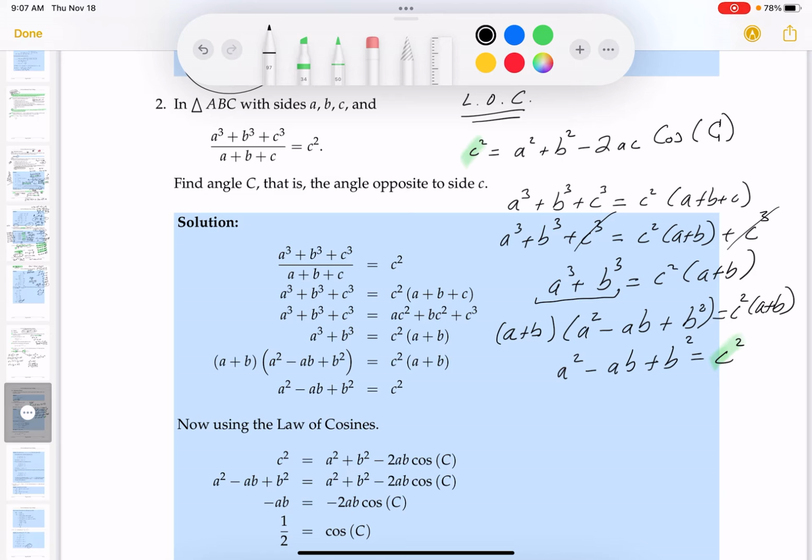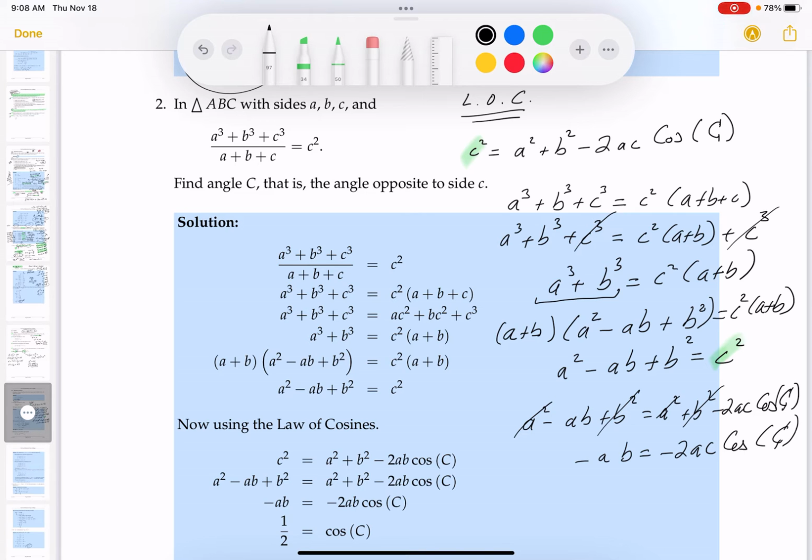So what are you going to get over here? A squared minus AB plus B squared, which is C squared, is equal to A squared plus B squared minus 2AC cosine of the big angle C. Well, I'm going to subtract A squared from both sides, and I'm going to subtract B squared from both sides. And what do you get? Minus AB equals minus 2AC cosine of the angle C. Again, you may forget why you're doing this. You're doing this because you want to find the angle C.